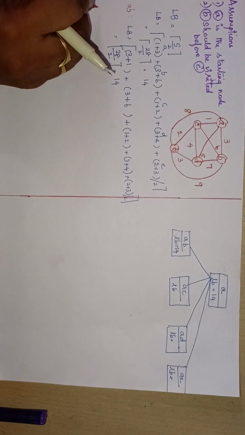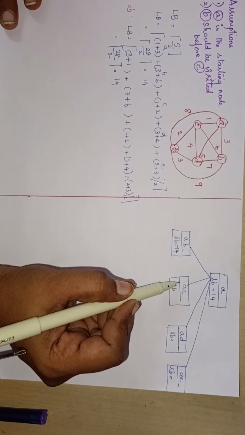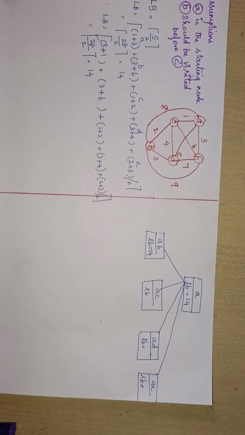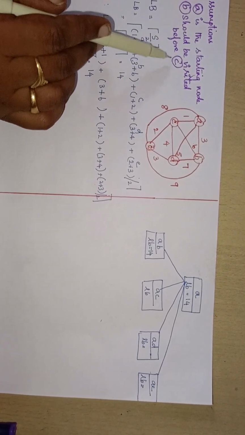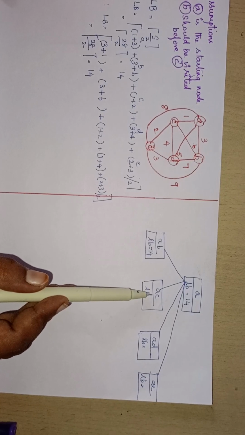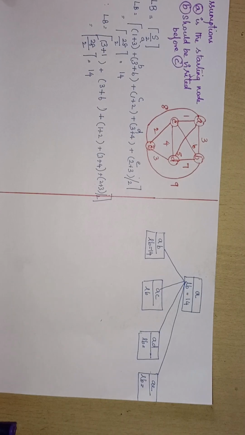Now I need to find for this AC. This AC should not be visited. Why? Because we have an assumption that B should be visited before C. So if we take the edge AC, B is not visited before C. So we should not explore this.